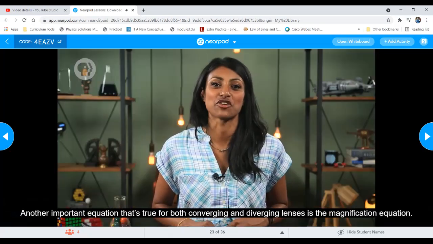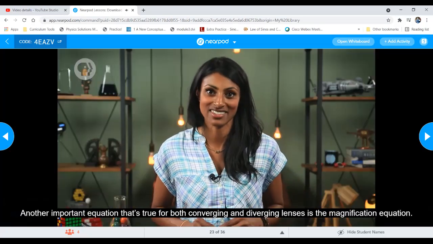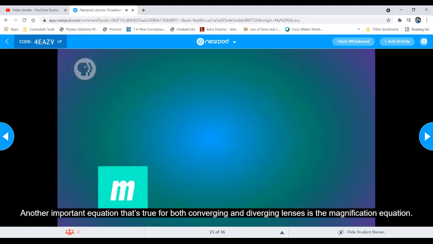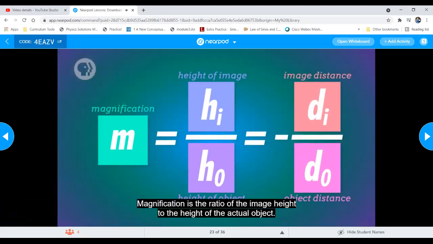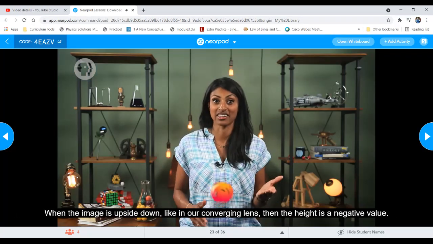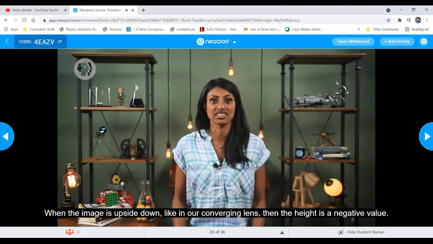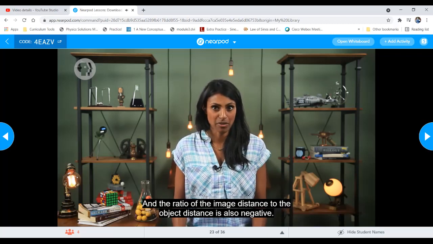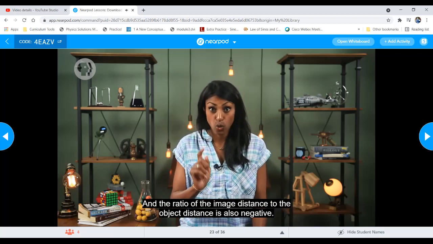Another important equation that's true for both converging and diverging lenses is the magnification equation. Magnification is the ratio of the image height to the height of the actual object. When the image is upside down, like in our converging lens, then the height is a negative value, and the ratio of the image distance to the object distance is also negative.